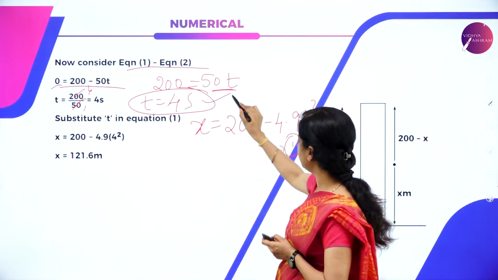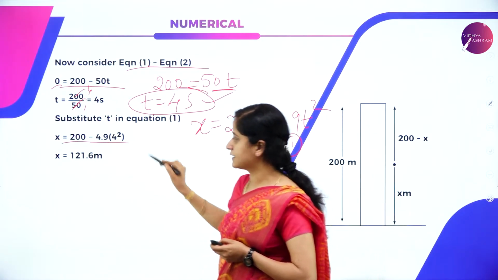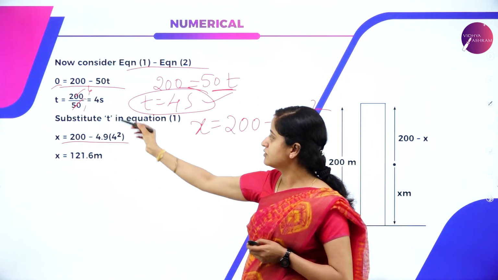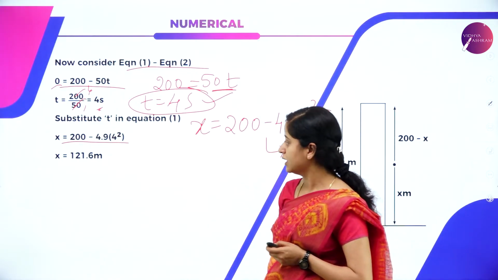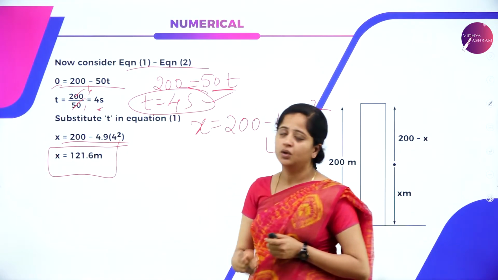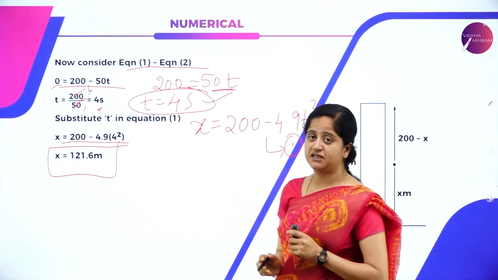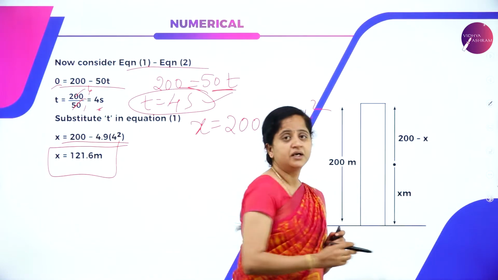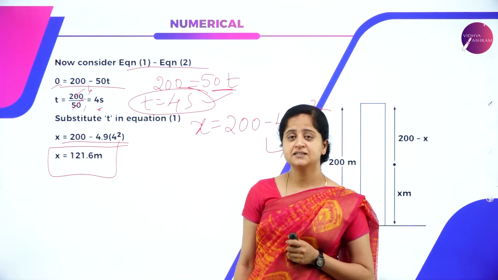Let us now substitute the t value in the same equation. We will get x is equal to 200 minus 4.9 into 4 square. Why 4 square? Because the t value is 4. And we will get x is equal to 121.6 meter, which means the distance where they actually meet from the ground is 121.6 meter.